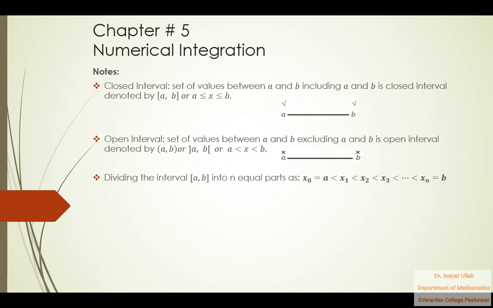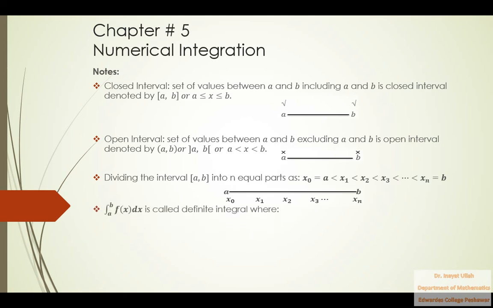The third one is if we divide an interval into n equal parts. For example, this is an interval a b, and we are going to divide this interval into n equal parts. From x0 to x1, that is one part, the first subinterval of the whole interval. Secondly, from x1 to x2, that is the second subinterval, and from x2 to x3, that is the third subinterval, and so on. So if we divide the whole interval from a to b into equal subintervals, that is called the division of this interval into n equal subintervals.